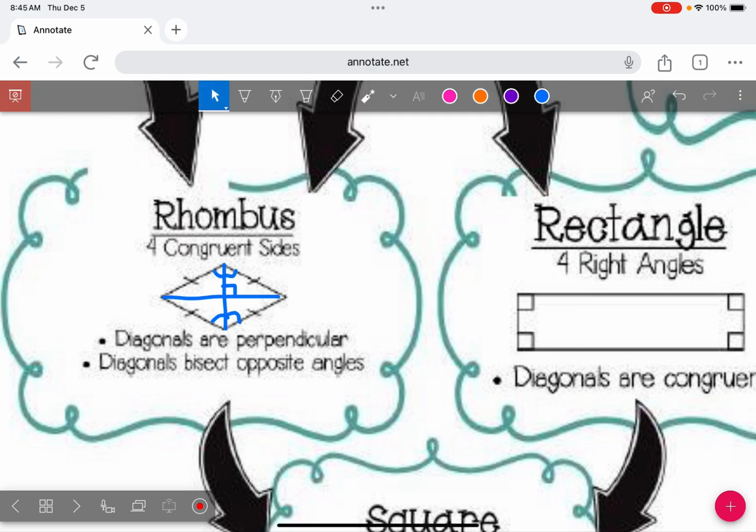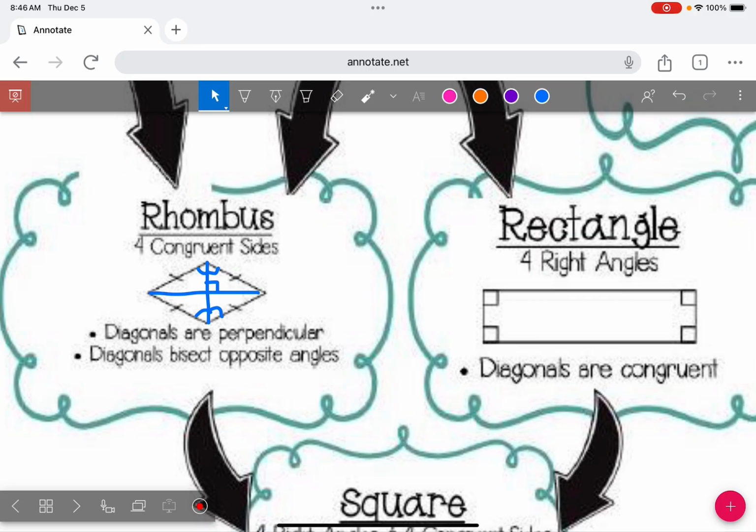Now, everything that was also true about a parallelogram is true in a rhombus. So a rhombus still has two pairs of parallel sides. Its opposite sides are congruent. Its opposite sides are parallel. The opposite angles are congruent. It has consecutive angles that are supplementary, and the diagonals also bisect each other.